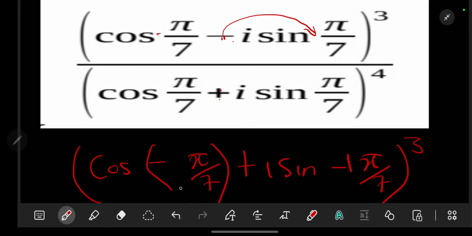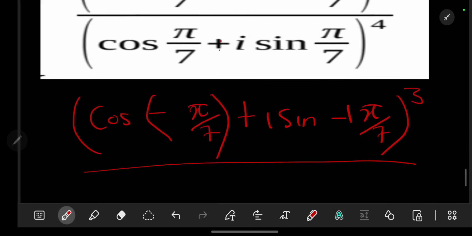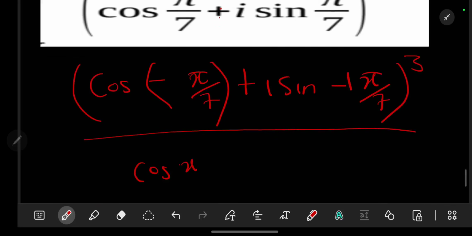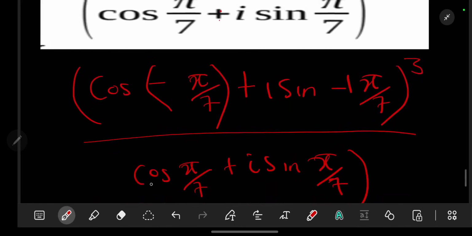Now, I haven't changed anything by putting negative pi over 7. Why? Because cos is an even function, meaning the negative is equal to its positive. Then what this means is that we have over our cos of pi over 7, then plus our i sine of pi over 7. So what does this give us? What power do we have? We have power 4 here. There we have power 3.